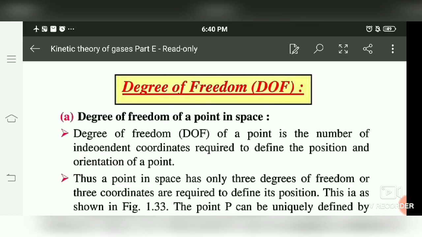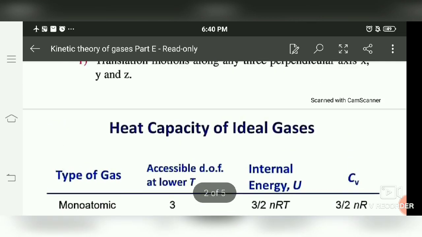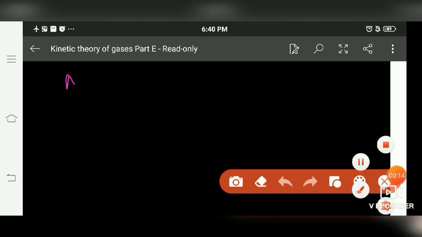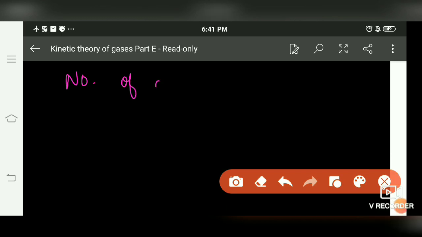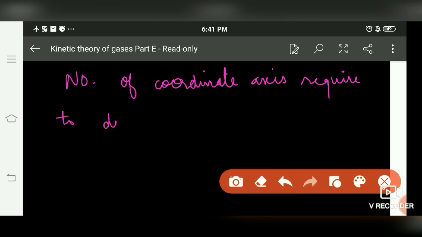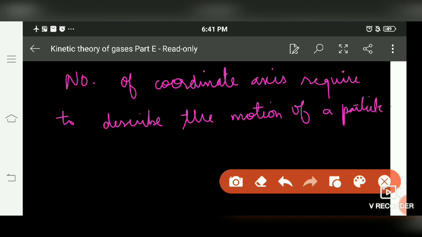Next topic is degree of freedom. Now, what is the meaning of degree of freedom and how can it be calculated? Degree of freedom is actually the number of coordinate axes required to describe the motion of a particle. This is the degree of freedom.